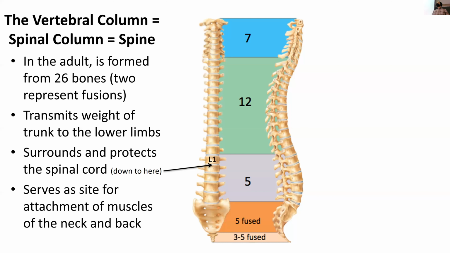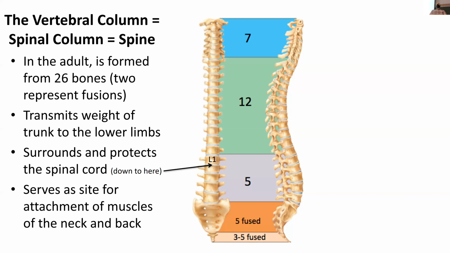The spinal column is really important because it transmits the weight of all of your upper body down to your lower body. The mass of your arms, head, chest, and abdomen goes through the spinal column and into your pelvic girdle, and then is transmitted down to your legs. So it's really important for your physical structure and especially our bipedal stance and locomotion.